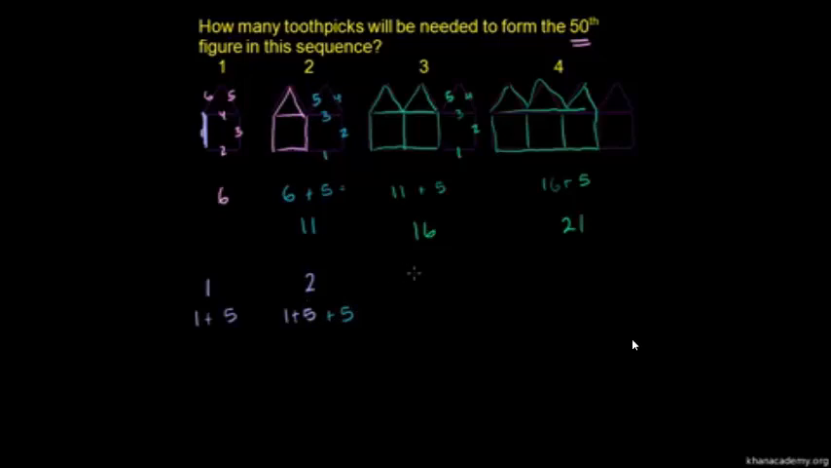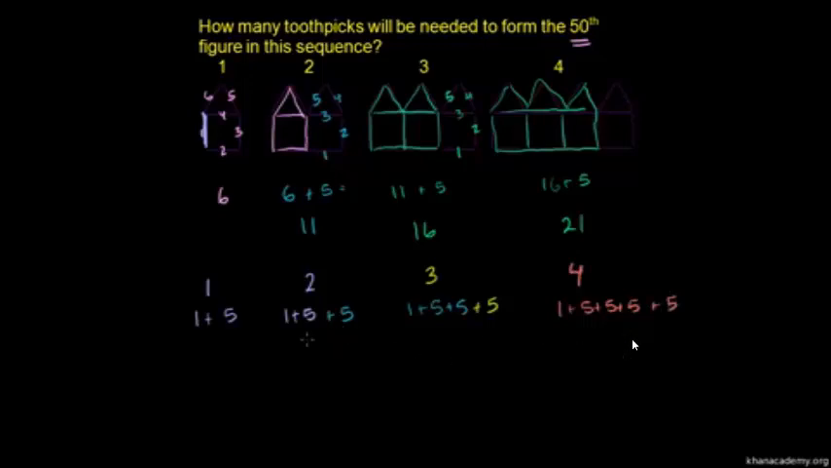And then our third term in our sequence, what do we have? We have all of this business that we had in the second term. So 1 plus 5 plus 5. And then we have another 5. We do it in green. We have another 5. And then finally in this fourth term, what do we have? We have everything that we had in the third figure. So 1 plus 5 plus 5 plus 5. And then we add another 5. We add a fourth 5 right there.